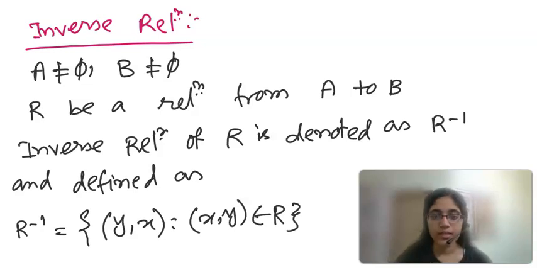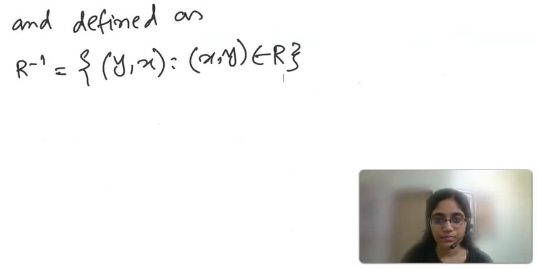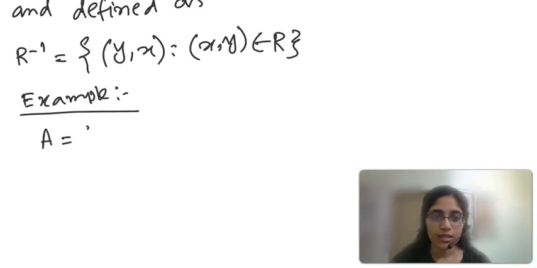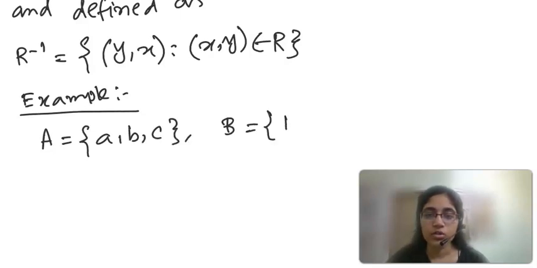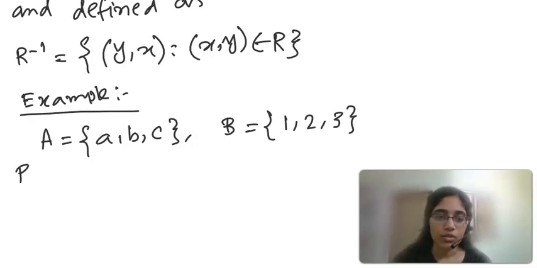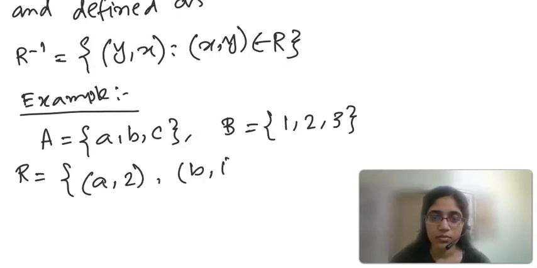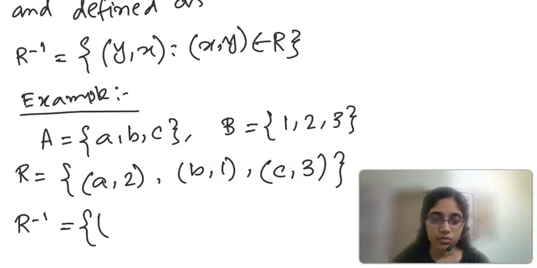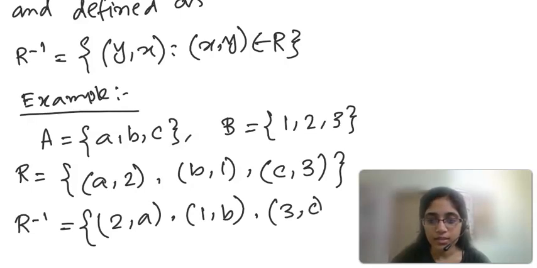So let's take an example to understand this. Suppose A equals {a, b, c} and B equals {1, 2, 3}. Now let R be a relation, that is {(a,2), (b,1), (c,3)}. Suppose this is relation R. Then what will be R inverse? R inverse will be {(2,a), (1,b), (3,c)}.